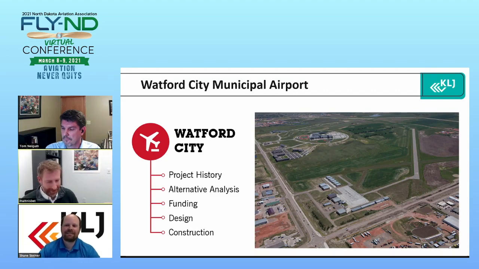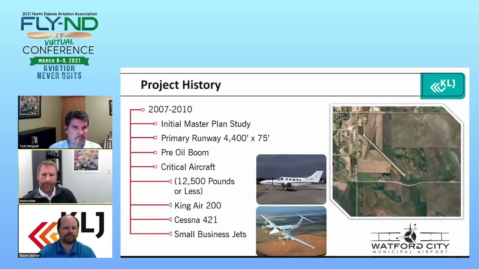Well, thanks, Shane. And Tom, go ahead and pop over to the next slide. And I will take us back in a time machine to Watford City 2007. The prior master plan study was just getting going. The oil boom was not occurring yet. The airport had a 4,400 by 75 foot runway, what they have prior to construction going on right now. And in that initial master plan study, it was more of a challenge to hang on to that 4,400 feet.